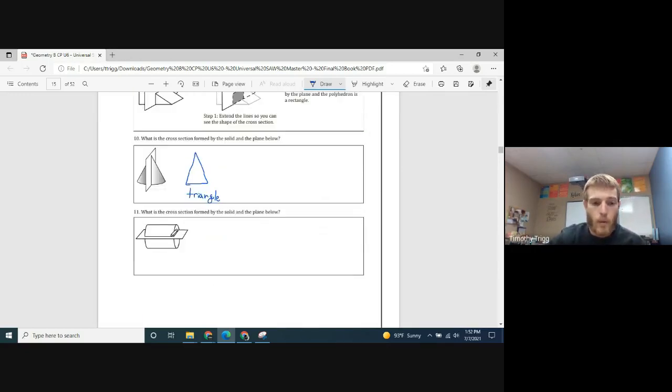In this one, what would the cross section be from this plane cutting this cylinder? Well, if you cut it vertically, that would have been a circle, right? But it's cut like horizontally. How would that look? Well, if you looked at that cut, what would it look like? Well, that would be a rectangle. Okay, rectangle.